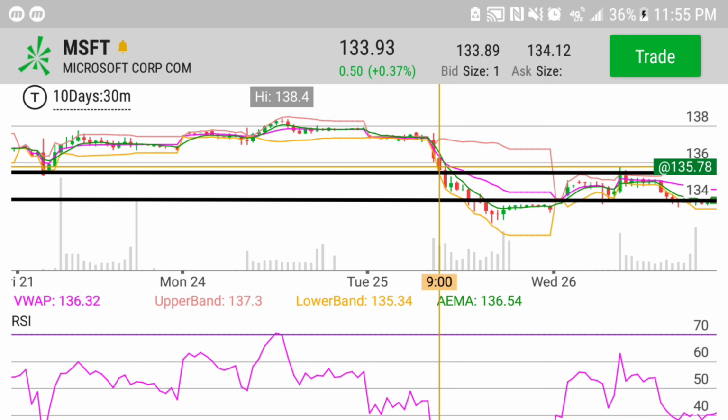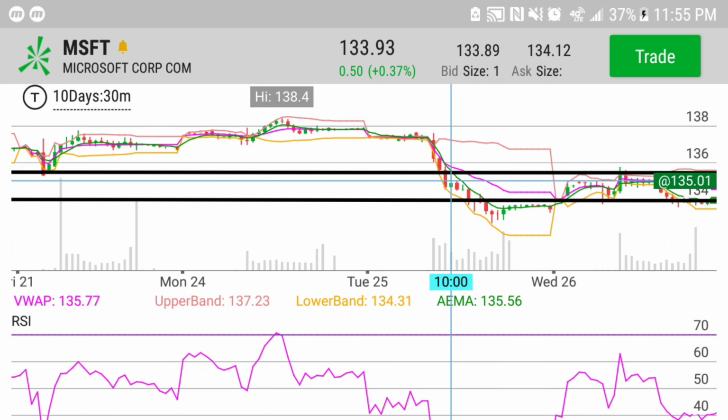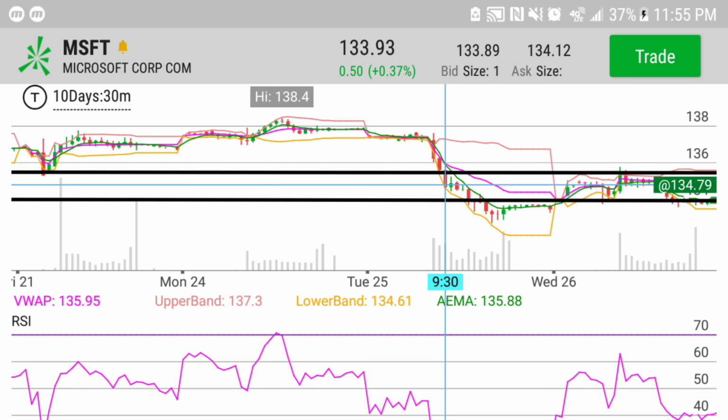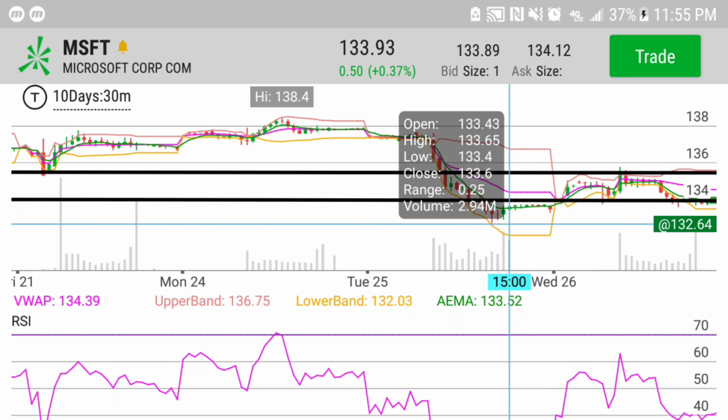However, it continued to break down, and during this long downtrend move, I tried to average down to get a bigger position and a better entry price. However, you guys see that it ended up breaking through the support of 134, which is the second black line, and it continued to downtrend.